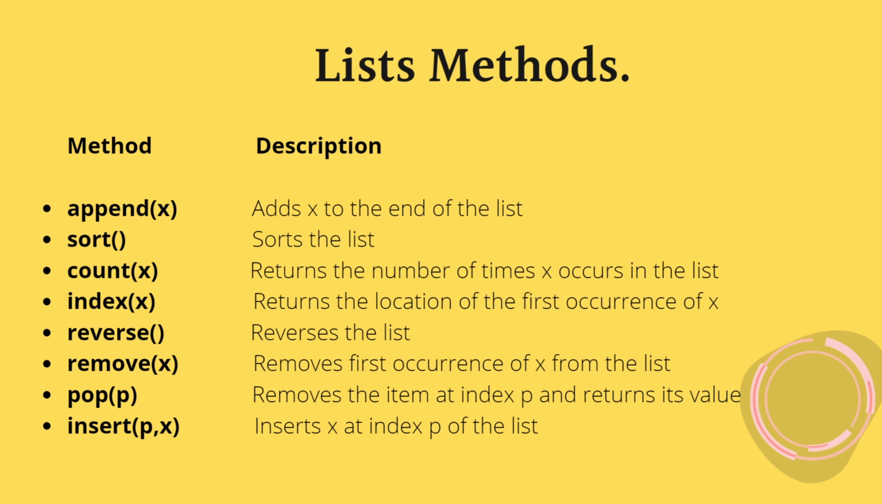Then you have the remove method, through which you can remove the occurrence of a specific element in the list, followed by the pop method, which is going to drop the last element from the list. And the last method is the insert method, which is used to insert an element at a specific location in the list.